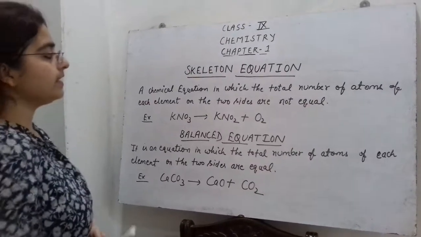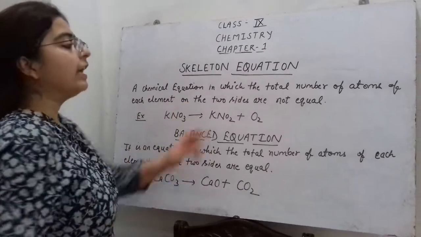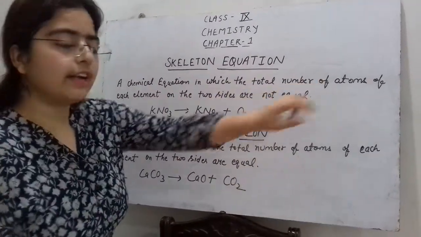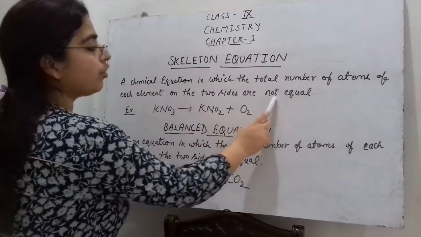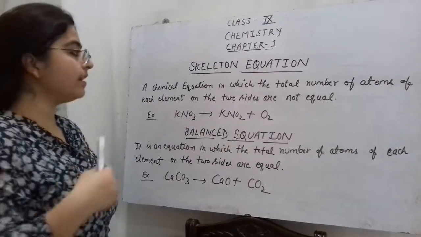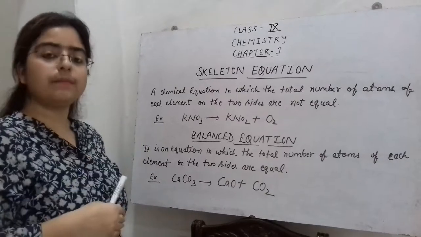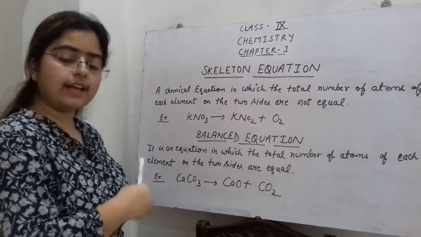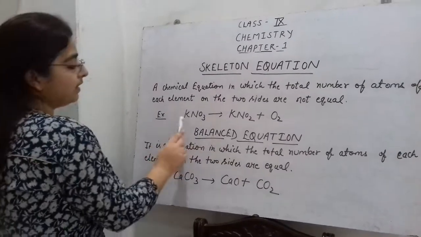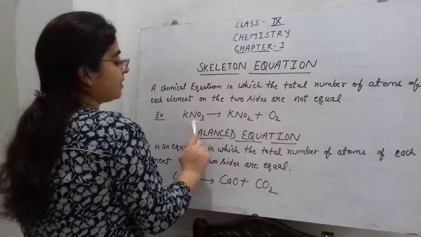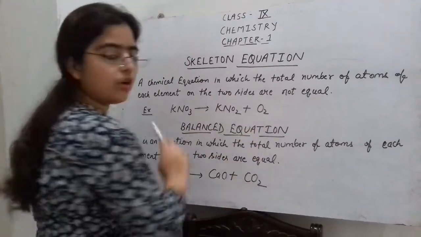So the next topic is skeleton equation. A chemical equation in which the total number of atoms of each element on the two sides are not equal. Means a skeleton equation is an equation in which the total number of atoms of each element on the reactant side and the product side are not equal. Let's take an example. In this reaction, potassium nitrate is the reactant and the products are potassium nitrite and oxygen.